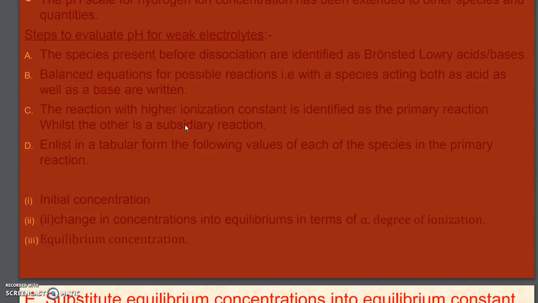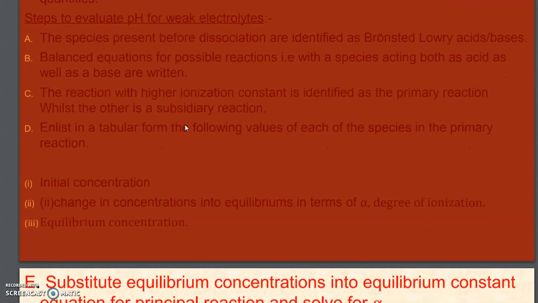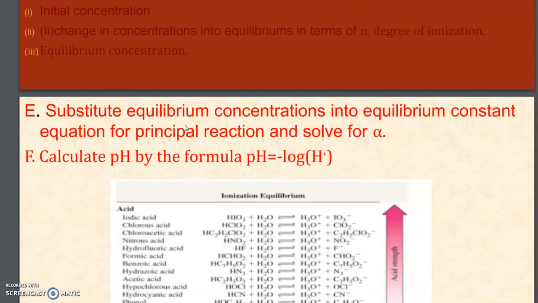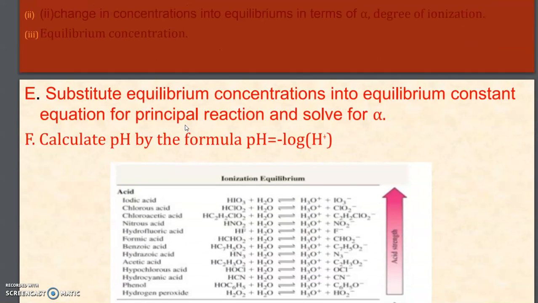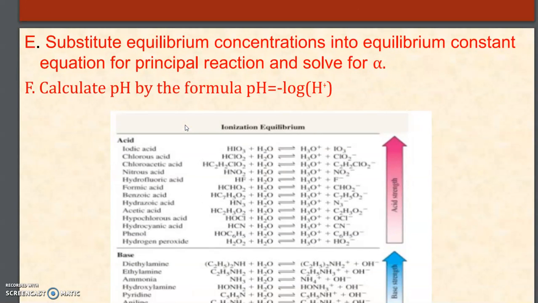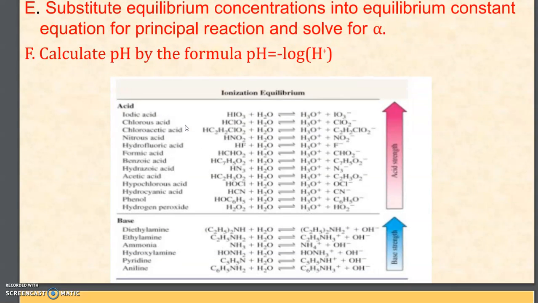Then list them in tabular form. Then find the initial concentration and the change in concentration at equilibrium in terms of alpha, the degree of ionization, and the equilibrium concentration, which we will solve in the problem cases. Substitute the equilibrium concentrations into the equilibrium constant equation for the principal reaction and solve for alpha. Then calculate pH by the formula pH = −log[H+]. For this we need to know the log values.